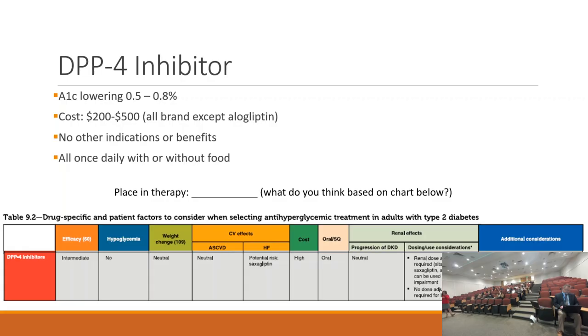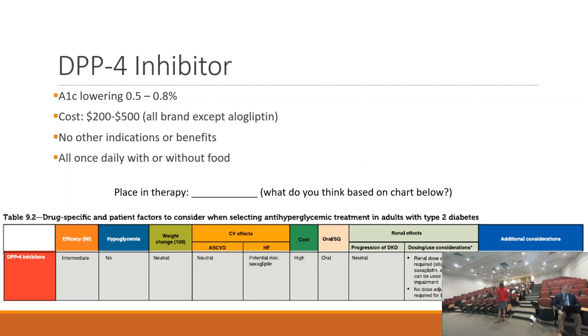Anything else that you can see that might make them less favorable than GLP-1? They're not cost effective. Did you say cost effective? Yeah. Well, the GLP-1s are really expensive too. So both of them are expensive.